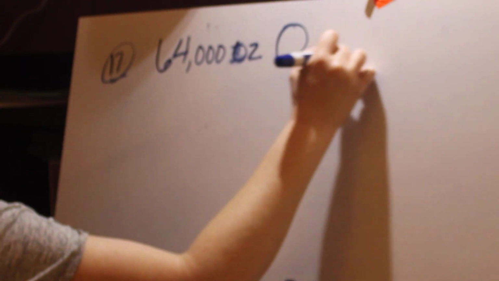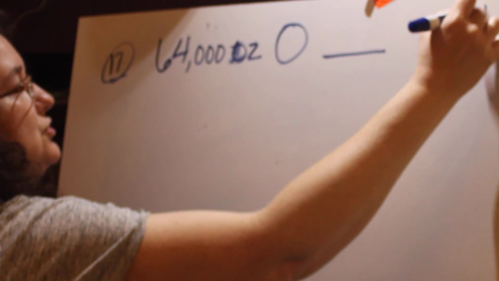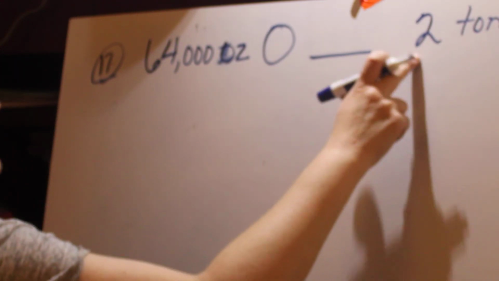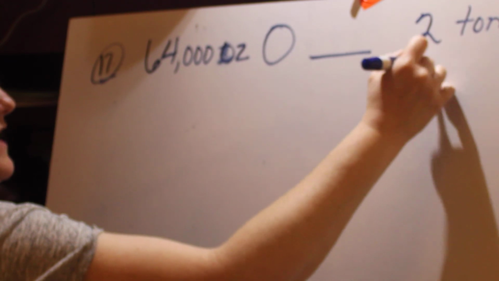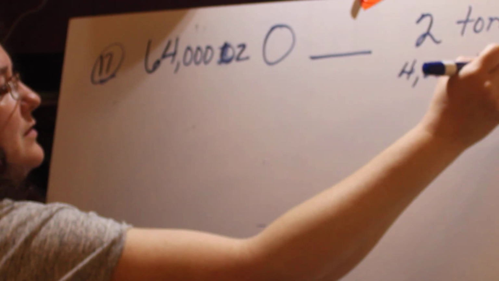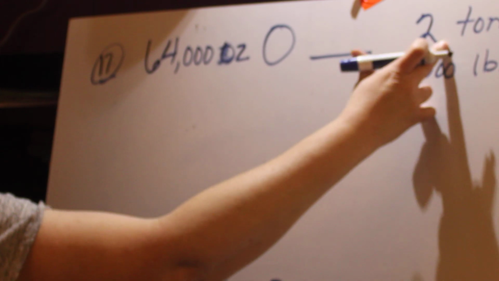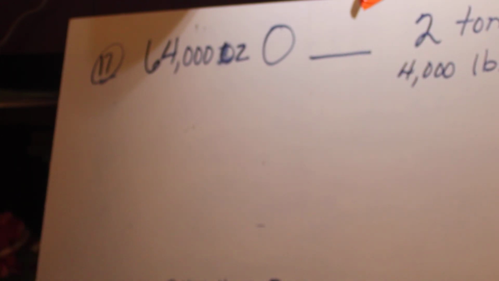17 wanted to know pounds. Same thing. Greater than, less than, or equal to. So I have 64,000 ounces. And is it greater than or less than 2 tons? Well, you have to do a couple of conversions there. 2 tons is 4,000 pounds, right? 2 tons times 2,000 pounds gives you 4,000 pounds.